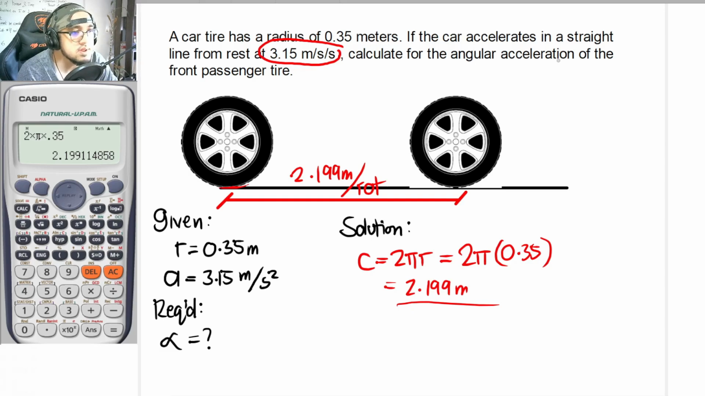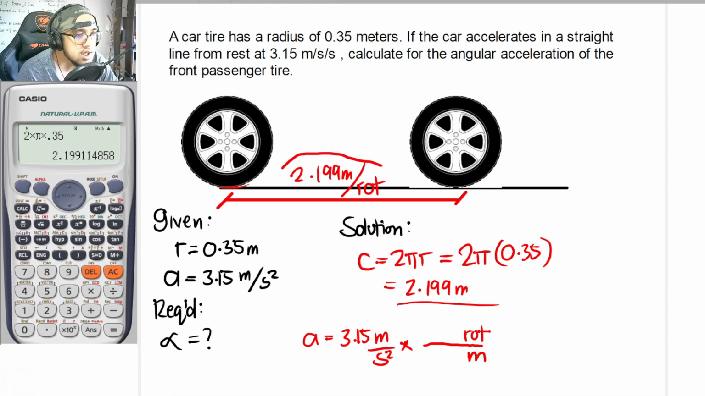So what I am going to do now is convert this to rotations first. So the acceleration is equal to 3.15 meters per second squared. I want this to be in rotations per second squared. So with that, I want meters to be here, and I want rotations to be here.